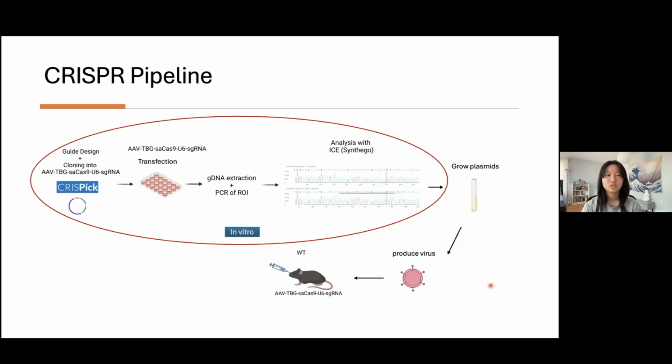So we know that P21 was knocked out and the sequence has changed. And so overall, in the CRISPR pipeline, I've been working on the in vitro part, as well as a little bit of the in vivo part with growing the plasmids. But P16 and P21 are just some examples of the guides we've done. We've done many more, but other members in the lab have continued to do the in vivo process.